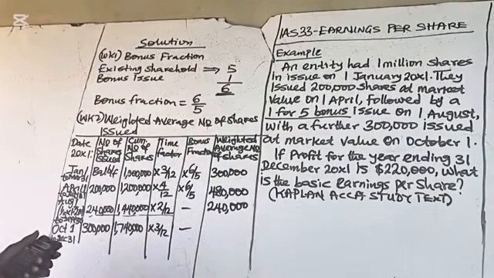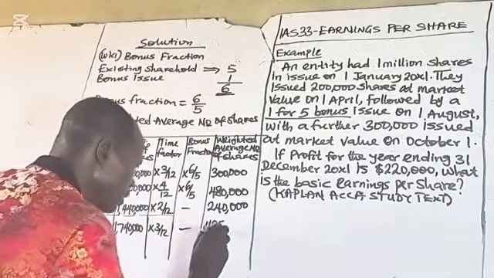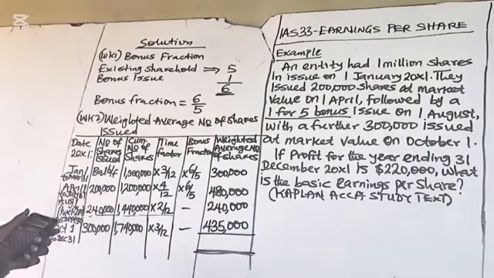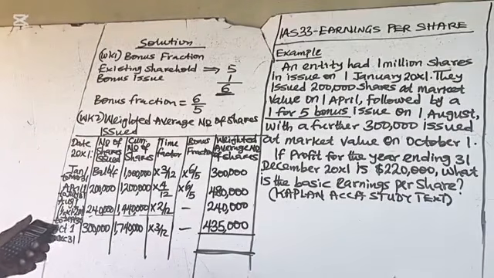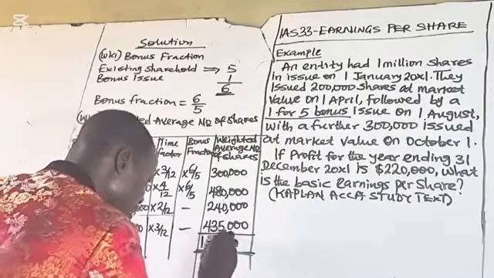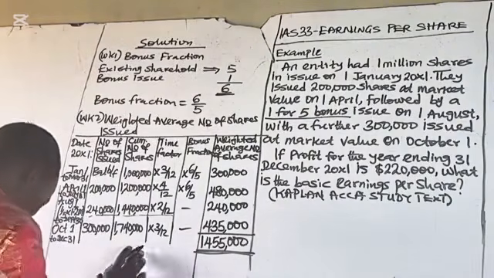Now, 1,740,000 times 3 divided by 12. That gives us 435,000 shares. If you now sum up all these, 435,000, plus 240,000, plus 480,000, plus 300,000, we have 1,455,000. This is the weighted number of shares.